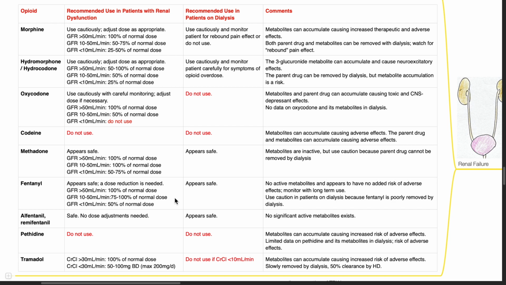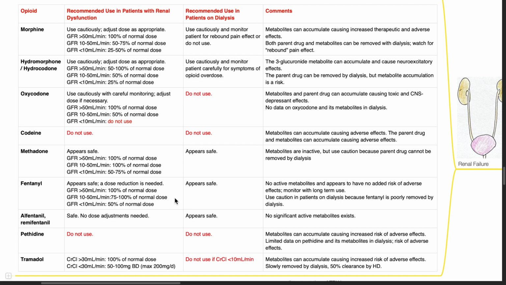For GFR of more than 50 ml per minute, use 100% of normal dose. For GFR of 10 to 50 ml per minute, use 75 to 100% of normal dose. For GFR of less than 10 ml per minute, use 50% of normal dose. Use of fentanyl in patients on dialysis appears safe, with no active metabolites, and appears to have no added risk of adverse effects. Monitor with long-term use. Fentanyl is poorly removed by dialysis.